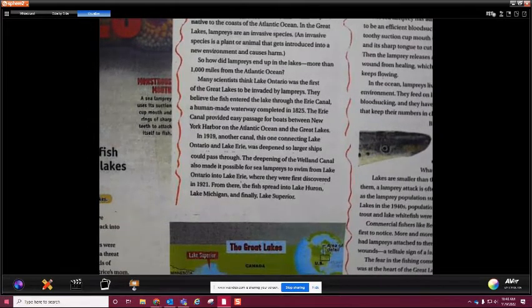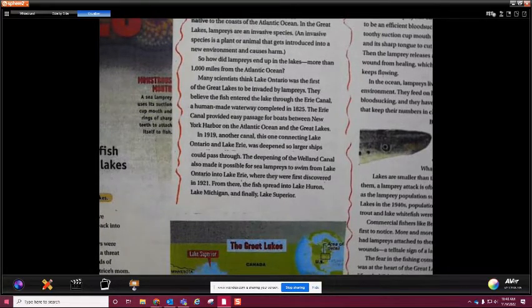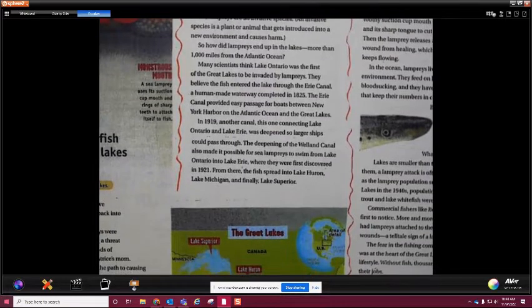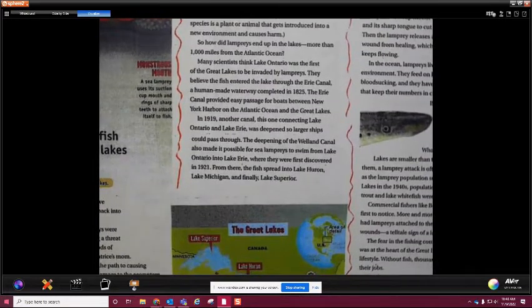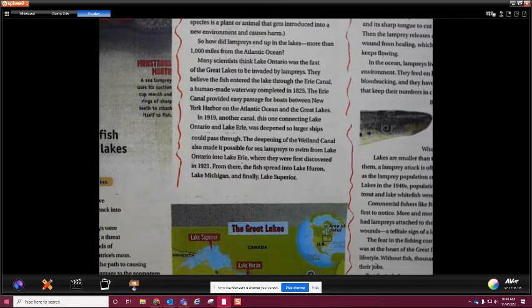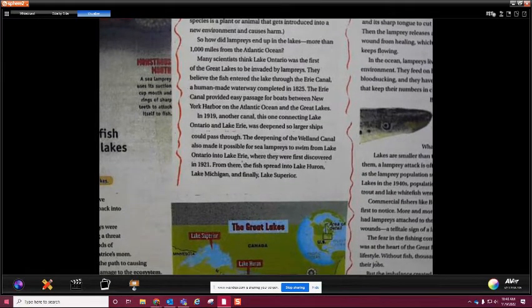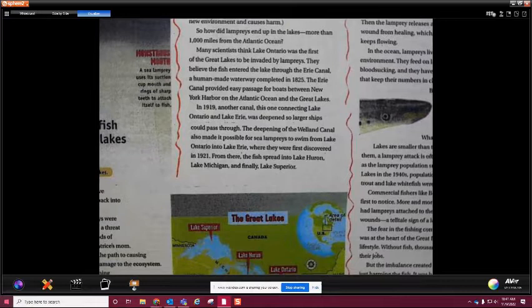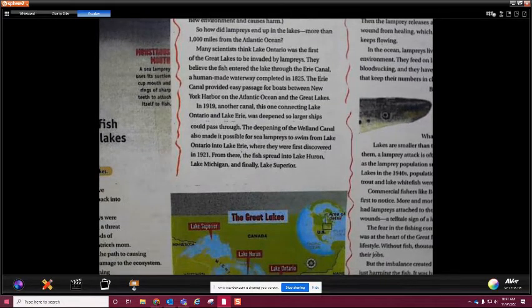Many scientists think Lake Ontario was the first of the Great Lakes to be invaded by lampreys. They believe the fish entered the lake through the Erie Canal, a human-made waterway completed in 1825. The Erie Canal provided an easy passage for boats between New York Harbor and the Atlantic Ocean, and the Great Lakes. In 1919, another canal, this one connecting Lake Ontario and Lake Erie, was deepened so larger ships could pass through. The deepening of the Welland Canal also made it possible for sea lampreys to swim from Lake Ontario into Lake Erie, where they were first discovered in 1921. From there, the fish spread into Lake Huron, Lake Michigan, and finally Lake Superior.